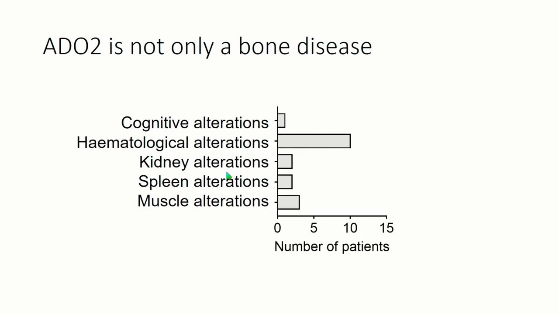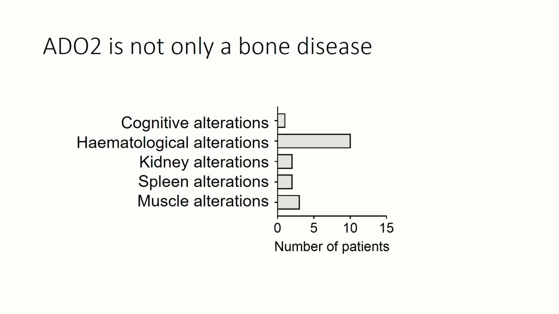There is an important aspect in E05.2. It is not really only a bone disease. There are no epidemiological studies. We really need them. We have a very small cohort of patients, and you see here that a few of them have cognitive alteration, several hematological alteration, kidney alteration, spleen alteration, and muscle alterations.